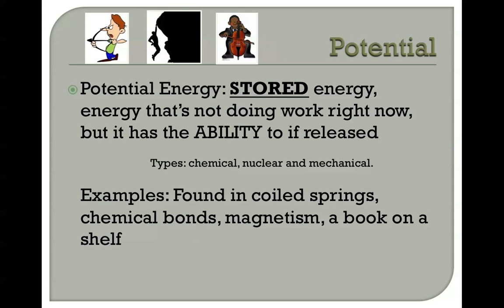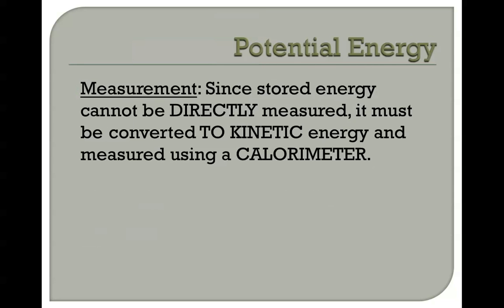Potential energy is stored energy. It's energy that's not doing work right now, but it has the ability to if it's released. Examples of this: chemical is potential energy. This is important when we talk about chemical bonds. That's stored potential energy, but also nuclear and mechanical are potential energy forms. Examples that you might notice around you are found in coiled springs or chemical bonds that I just mentioned, magnetism, a book sitting on a shelf that has potential energy and ability to work if it were to fall from the shelf, and so on.